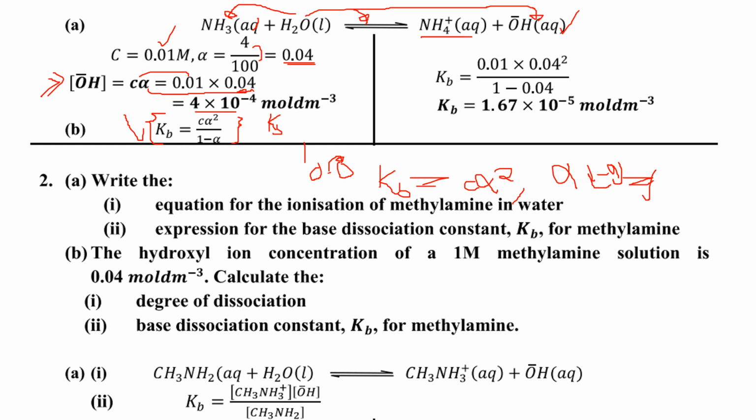So substituting the dissociation constant 0.04 and the concentration, you remain with 1.67 × 10^-5. And I told you ionization constants are measured in moles per decimeter cubed.